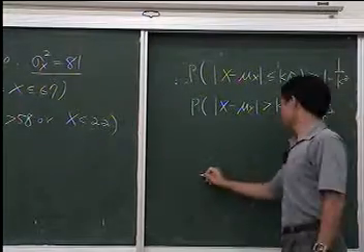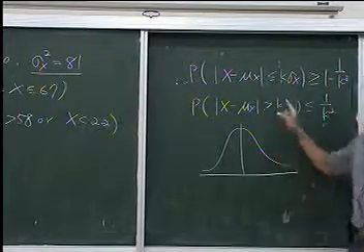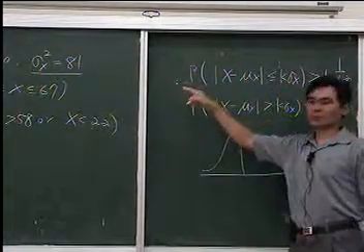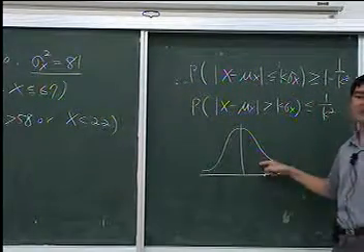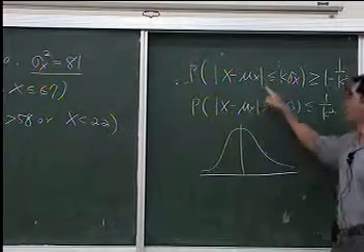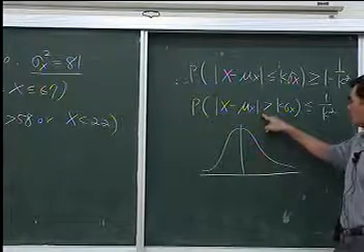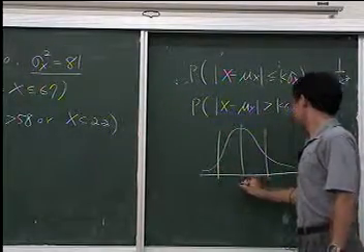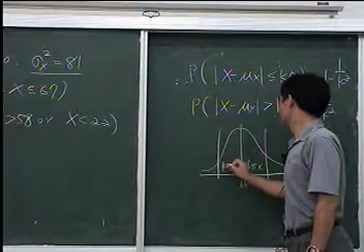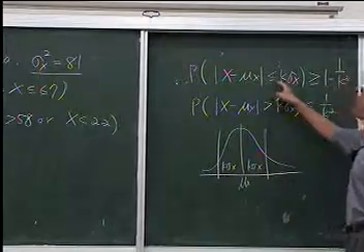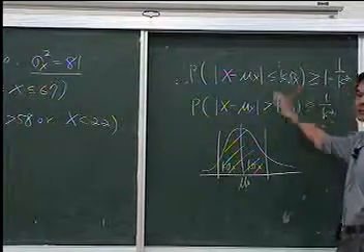So let me put it this way. Of course, we don't know anything about this distribution. We don't know what it is. But let me use this diagram, and this is a normal distribution, though it will not necessarily be normal. So this is mu x, and this is k sigma x, k sigma x. So the first probability is talking about this area, right?